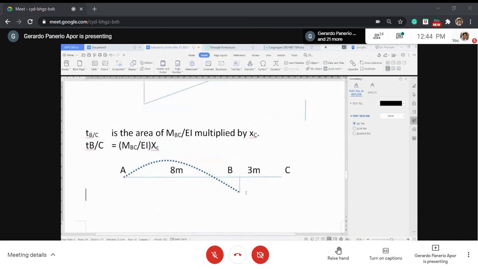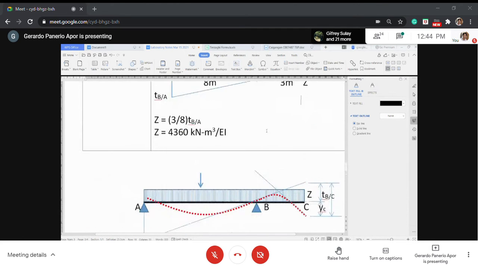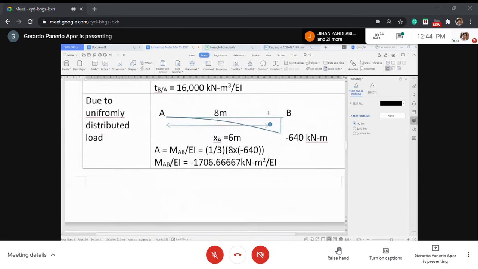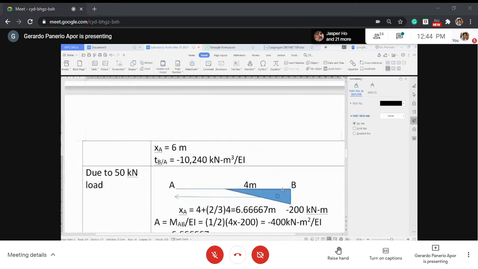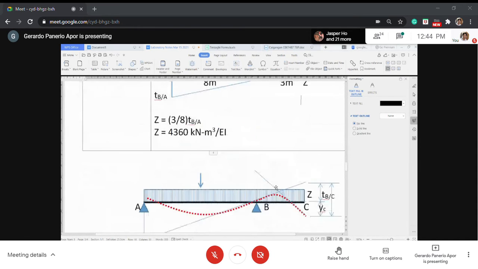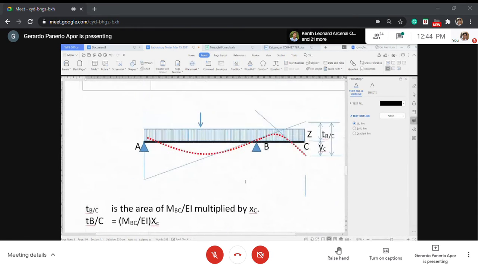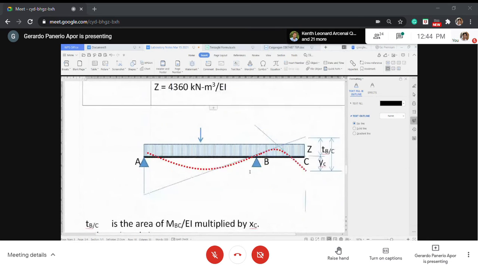Negative 90 ni siya diha. Negative 90. Supposedly, no? Base lang ako sa moment din, ba? Kaya ang B din, 750 man, positive. Din negative 640. Din negative 200. So, I have a negative 90. Now, ang kini siya is 20 ni siya.